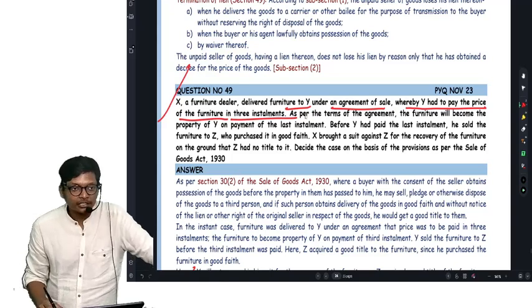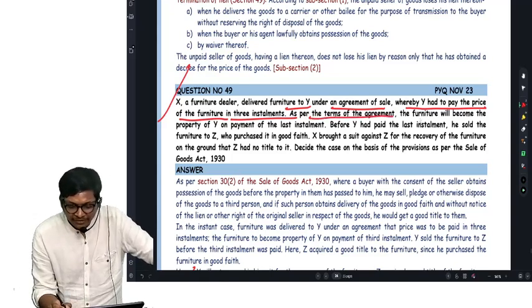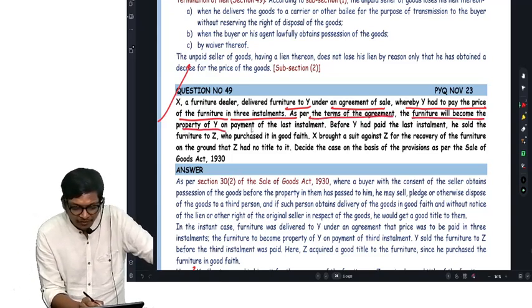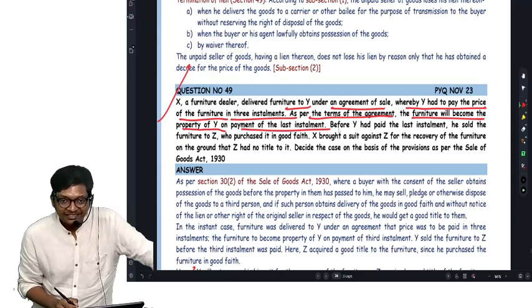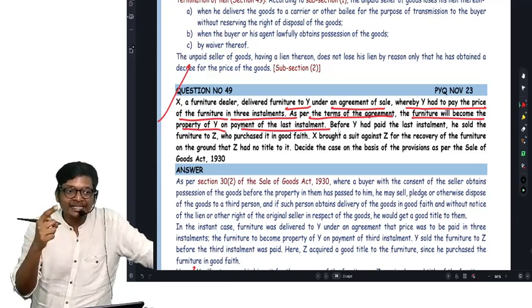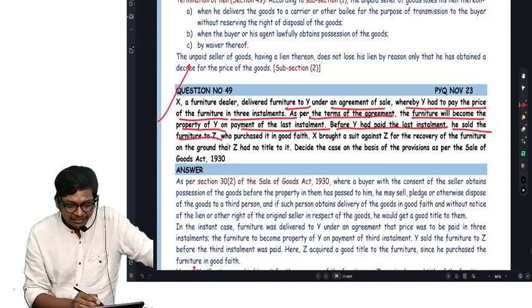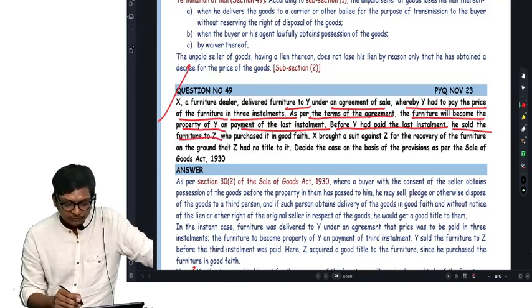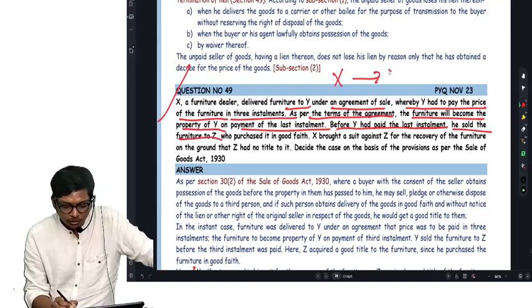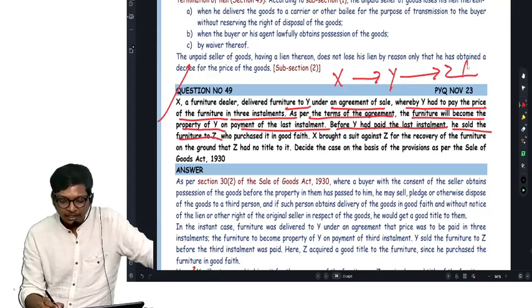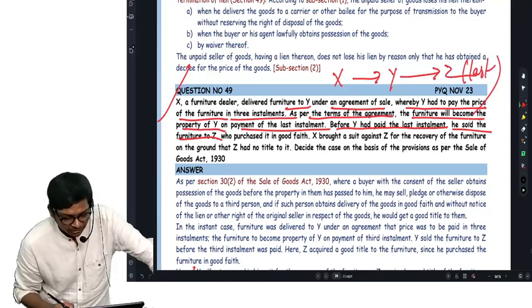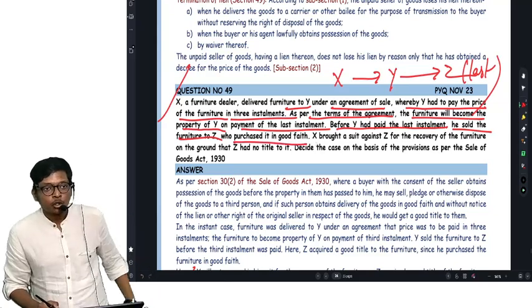Again, a delivery related question. As per the terms of agreement, furniture will become the property of Y on payment of the last installment. The ownership itself will be transferred. Before Y paid the last installment, he sold the furniture to Z. So X sold it to Y on installment basis. Y sold it to Z before making the last installment. Who purchased it in good faith?